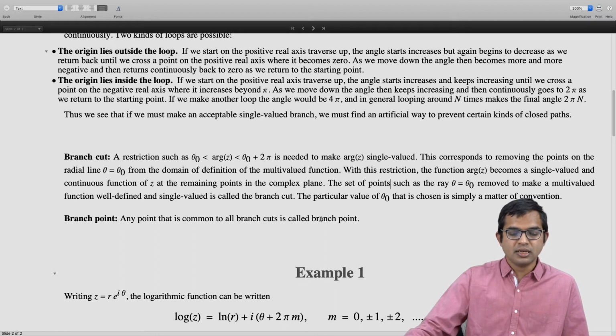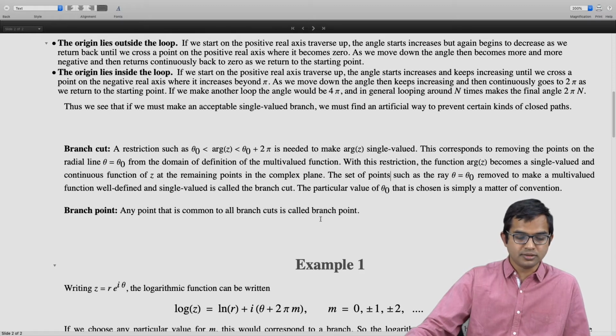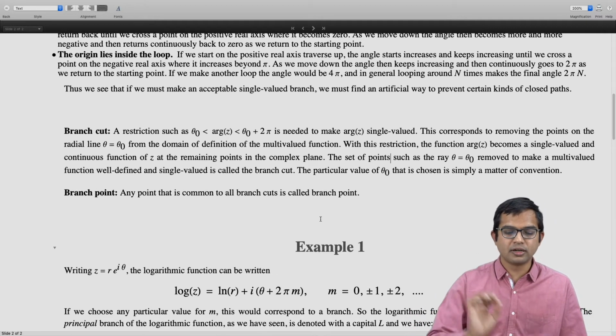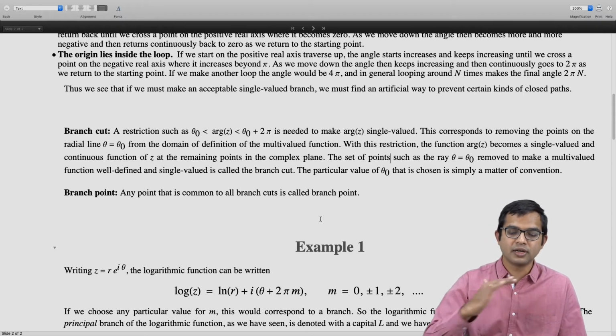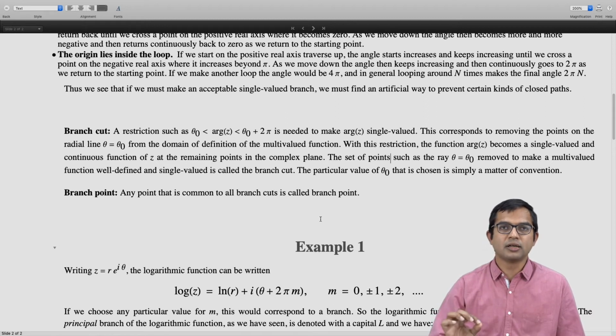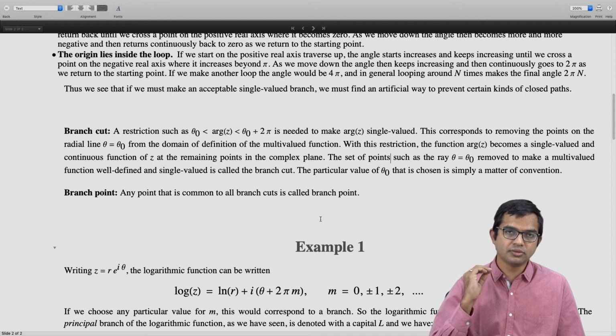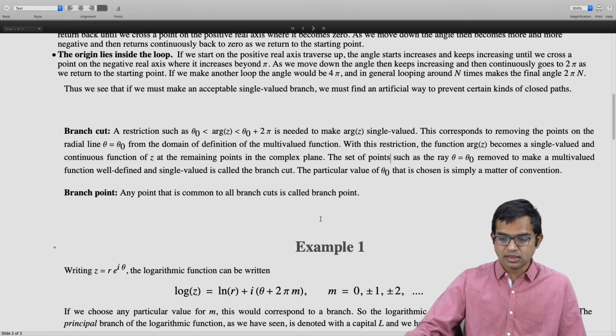So log of z is equal to log r plus i times theta, plus you have this freedom to add i times 2 pi m, where m can be any integer, right? If you choose a particular value of m, then that would correspond to one branch. So it has actually infinitely many branches, and if you choose any particular m, when you're dealing with log z in a certain branch, then it's analytic within that branch as long as you don't cross the cut.